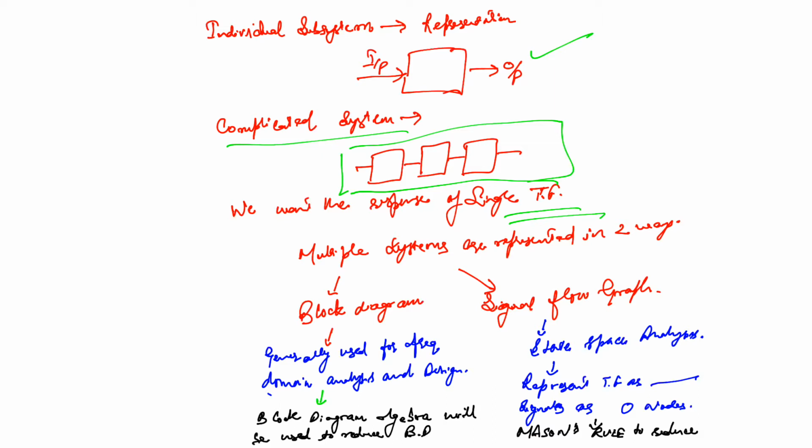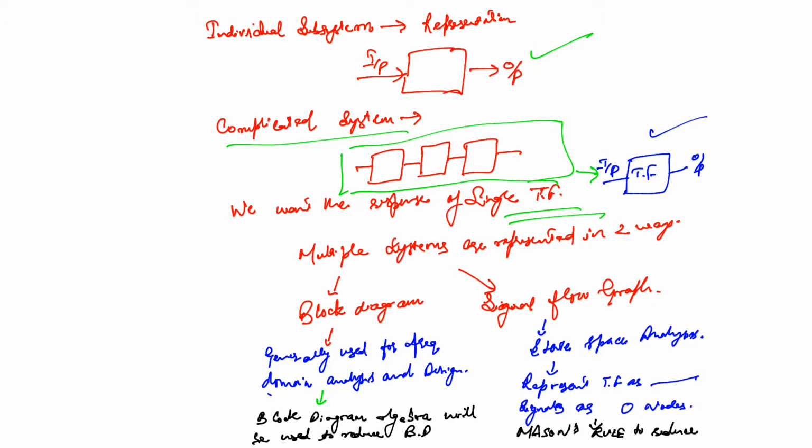So we want to convert this complicated system, which consists of the multiple individual systems, into one system having one input and one output and the transfer function in this block. So we want to convert this complicated system into this type of system having the input, output and this transfer function, and we want the response of a single transfer function.